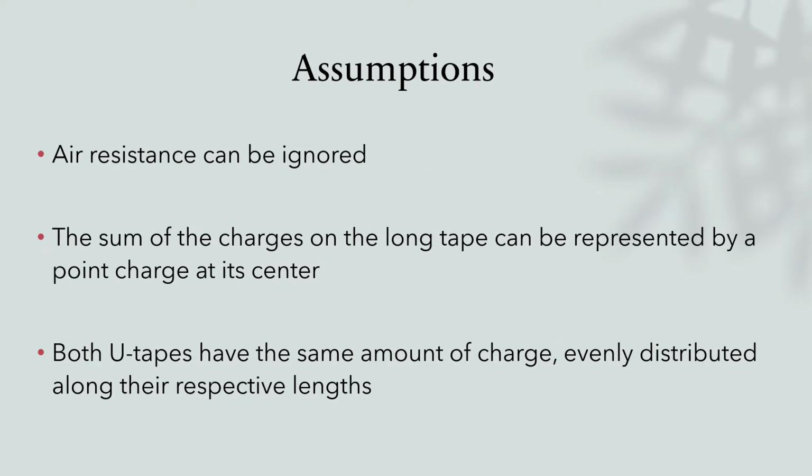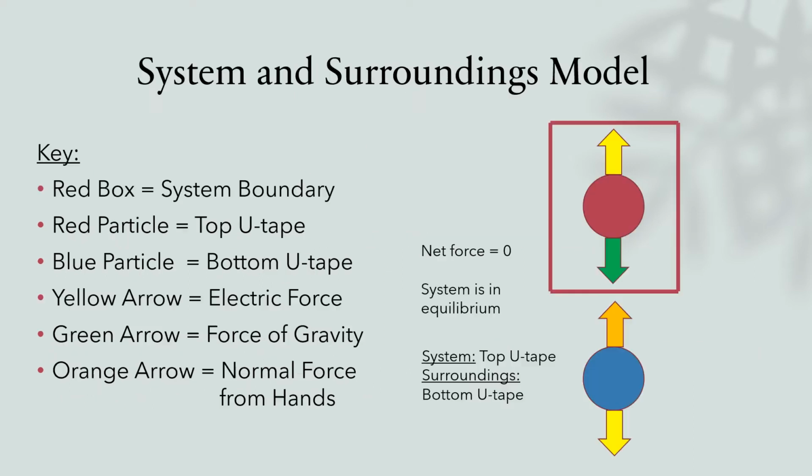Some assumptions of the model are that the air resistance can be ignored, the sum of charges on the long tape can be represented by a point charge at its center, and both U-tapes have the same amount of charge evenly distributed along their respective lengths.